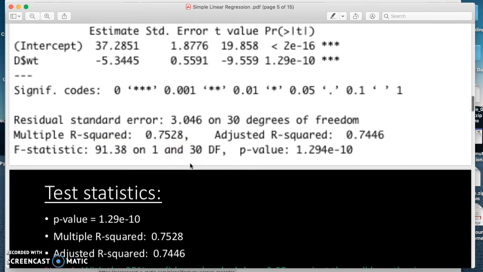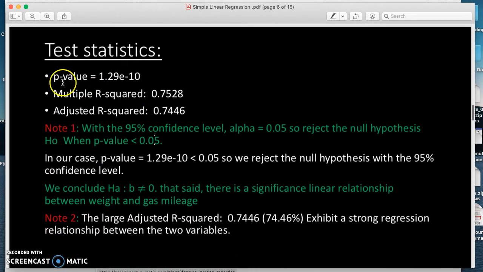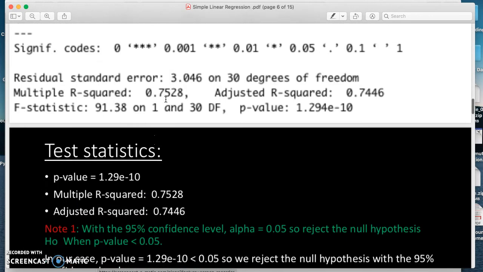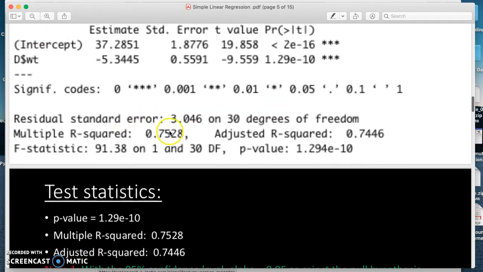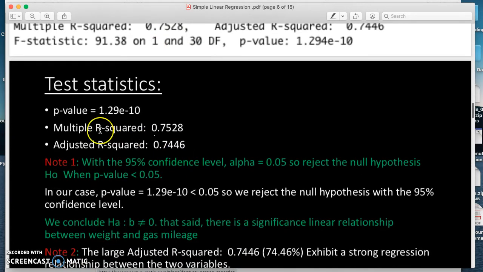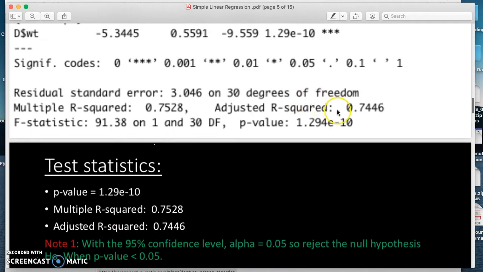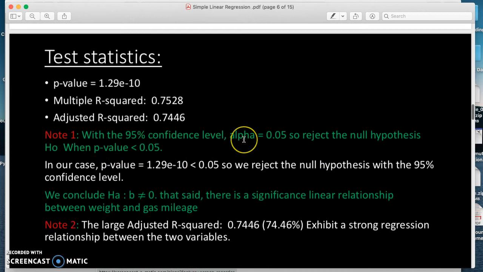We are going to get there. Now you can see that our p-value was this number, which is very small. The multiple R-squared was 0.75, and our adjusted R-squared was 0.7446. So in this case, if we use the significance level of 0.05, we will reject the null hypothesis because this p-value is very small, so we reject the null hypothesis with 95% confidence level.